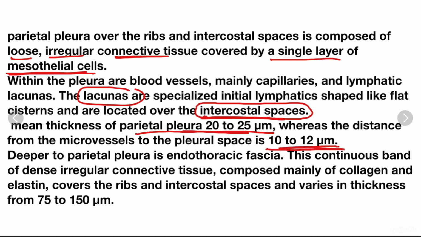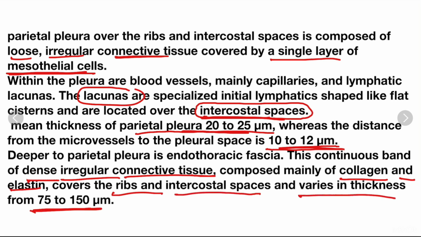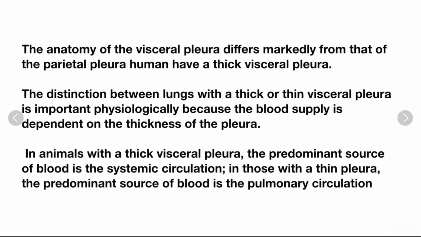Deeper to the parietal pleura, there is the endothoracic fascia. This is a continuous band of dense irregular connective tissue. It is not loose like the parietal pleura. It is composed mainly of collagen and elastin, covers the rib and intercostal space, and varies in thickness from 75 to 150 micrometers. So this is thicker than the parietal pleura, and this dense band is known as the endothoracic fascia.